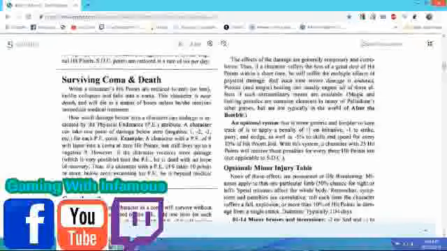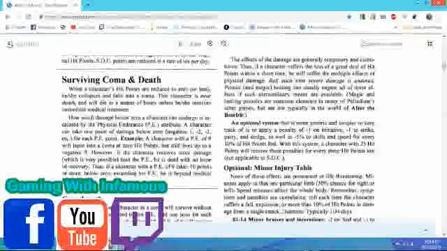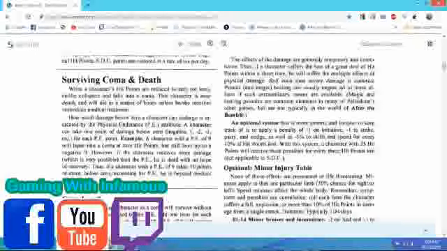Surviving coma and death. When a character's hit points are reduced to 0 or less, he or she collapses and falls into a coma. This character is near death and will die in a matter of hours unless he or she receives immediate medical treatment. How much damage below 0 a character can undergo is indicated by the physical endurance (PE) attribute.